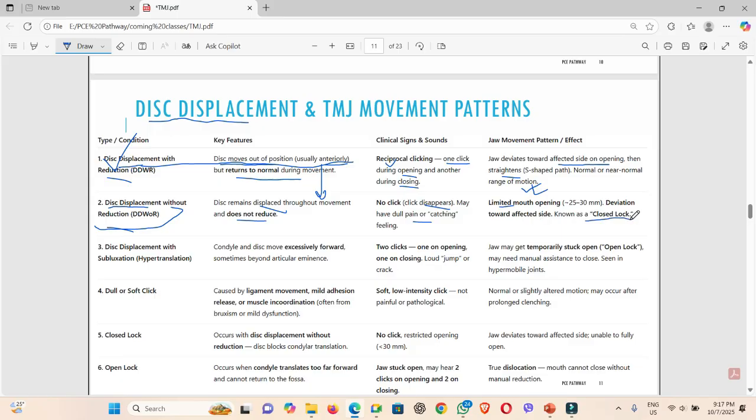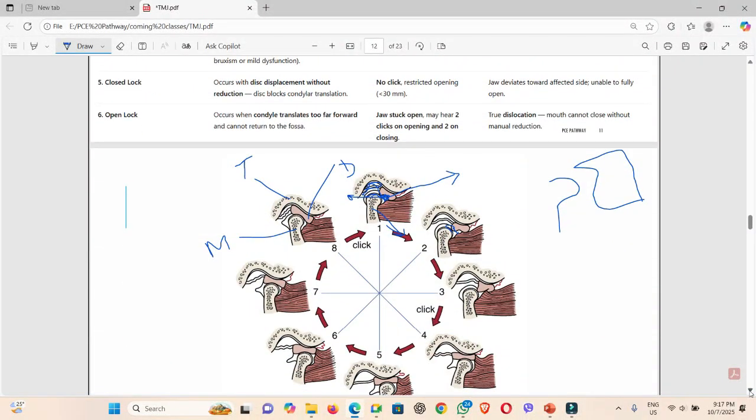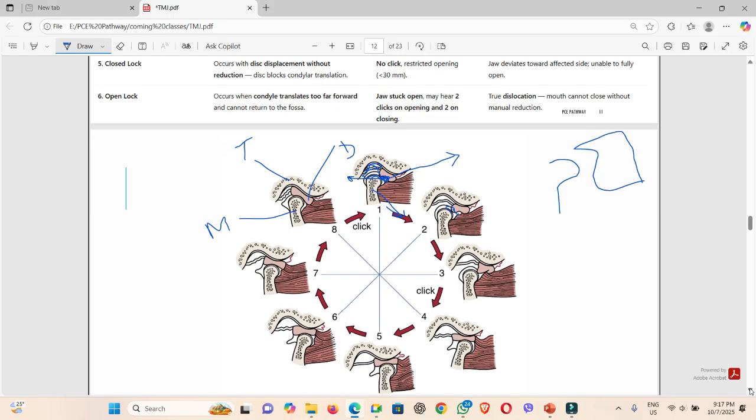Yes, Ishan, you have raised your hand. Sir, the disc displacement without reduction, in that you are saying that the condyle, the disc will not reduce back. So in this, no, no, photo, no. Like this is what it seems to be, right? Don't look at this.